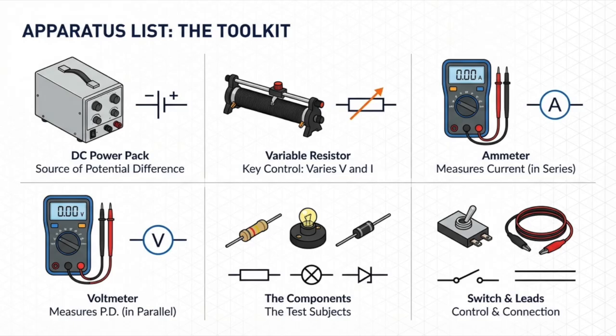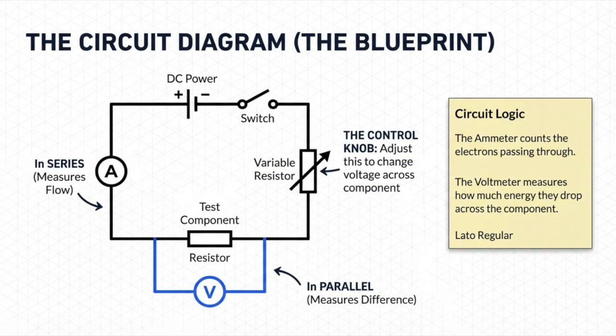Okay, let's get our hands dirty and look at the practical method. We've got our power supply, of course, wires, the component we're testing, and then the really important stuff, an ammeter to measure the current, a voltmeter for the potential difference, and a variable resistor which lets us change the voltage going across our component. You have to remember the ammeter goes in series. That means it's in the main loop of the circuit, so all the current has to flow through it to be measured. The voltmeter, on the other hand, goes in parallel. It sits across the component to measure the difference from one side to the other.